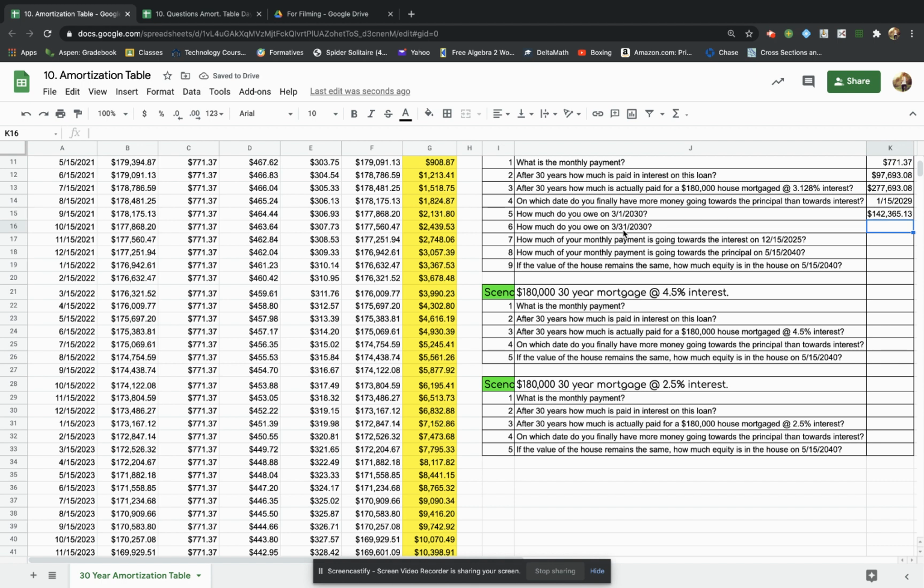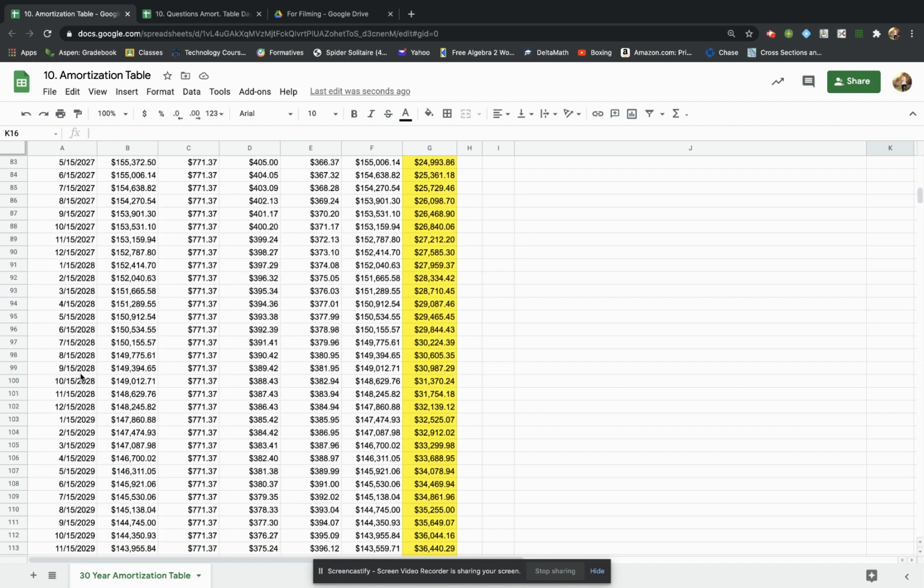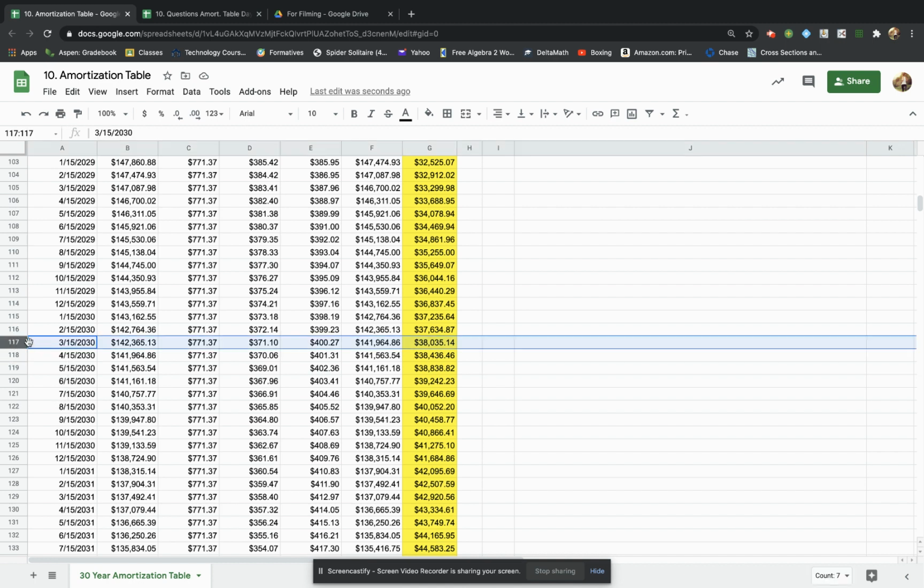How much do I owe on March 31st, 2030? So again, that's after one monthly payment's been paid. So back to the 2030, March 31st. Now it's this number over here. It's the 141,964.86 because this check is being made out on the 15th, right in the middle of the month. So by the end of the month, I owe less than I did at the beginning of the month.